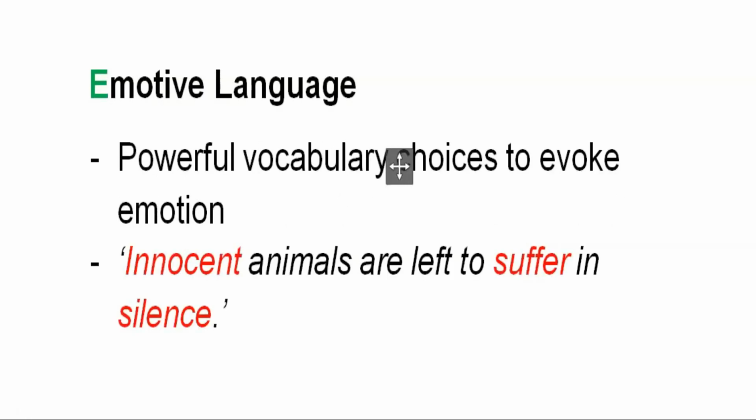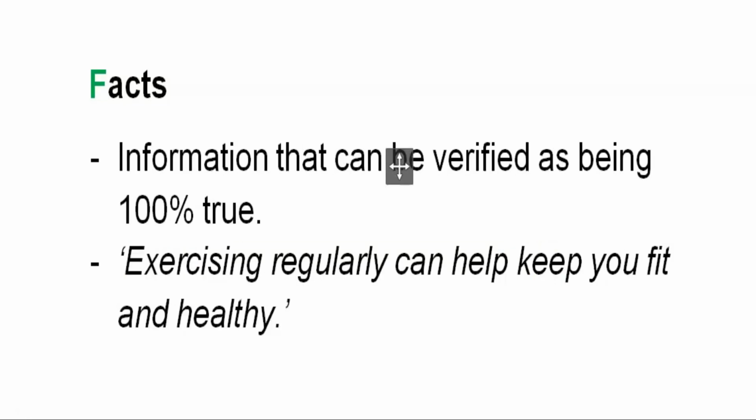Now, E stands for emotive language. Put simply, it's when we use powerful vocabulary choices to evoke some sort of emotion. For example, innocent animals are left to suffer in silence. And of course, the adjective innocent, the verb suffer, the noun silence are all used to evoke a sense of pity or sadness.